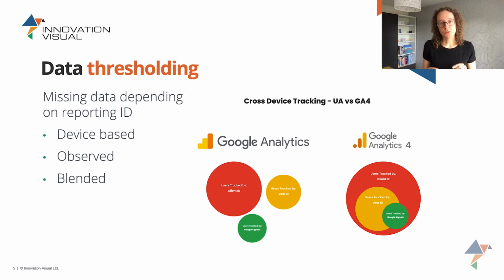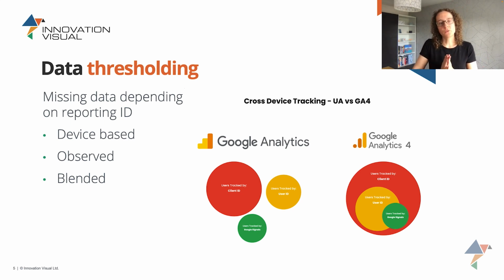The reason why Google do this is because they don't want you to be able to identify people who've converted. So everything needs to be anonymized. So if they think that this data might not be anonymous, they might apply thresholding to it, and so you're not going to be able to see it. So the missing data is really going to depend on your reporting ID, and this is based on how Google connects the dots between the touch points that people are using to visit your website and browse the web.